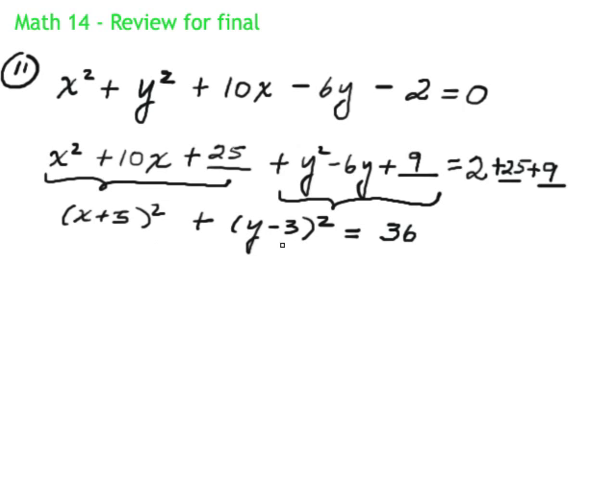Now that the circle is in standard form, we can read off the center. The center here is, the x-coordinate is -5, and the y-coordinate is 3. And the radius is the square root of 36. That's 6.